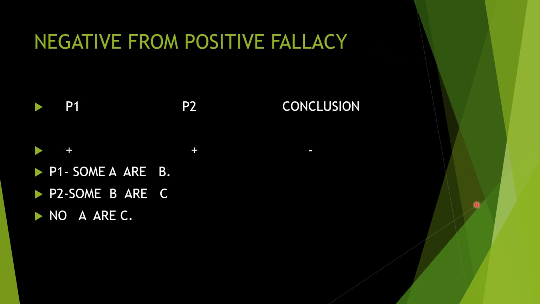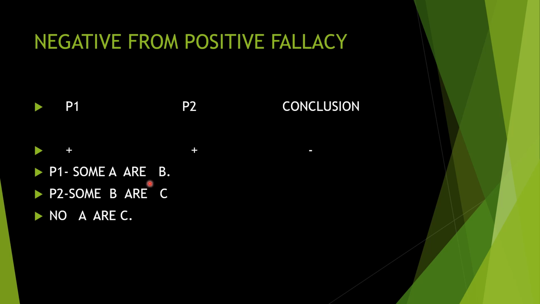Next is negative from positive fallacy. Okay, negative from positive fallacy. We can see that, for example, P1 is positive, P2 is positive, and the conclusion becomes negative. Then it is a negative from positive fallacy. That is another kind of fallacy.